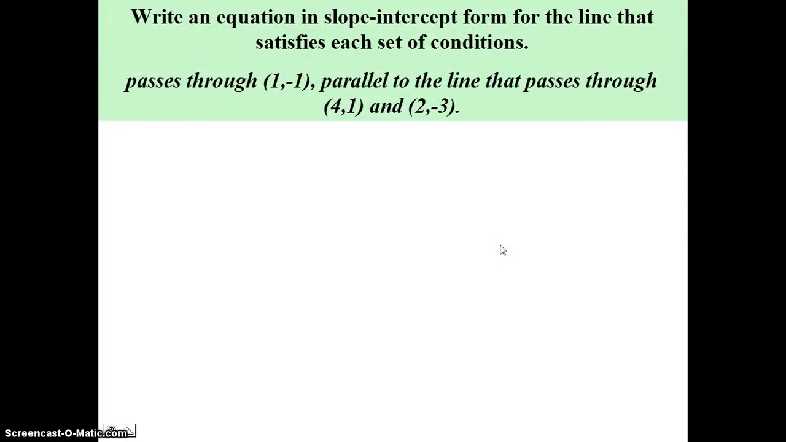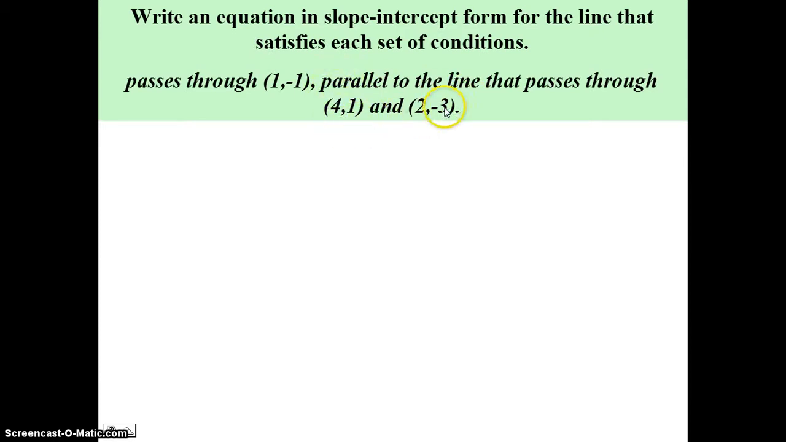Now, parallel lines have the exact same slope as each other. So here's my line that I need to write an equation for. Passes through 1, -1. It is parallel to this other line. This other line out here passes through the points 4, 1, and 2, -3. So my line, which I need my equation to run through and use, has 1, -1. The line that it is parallel to, which is going to give me information about my slope, goes through 4, 1, and 2, -3.